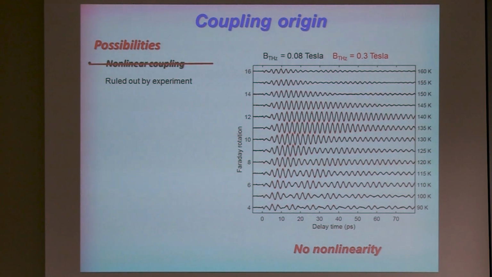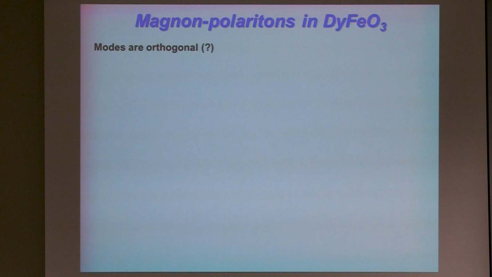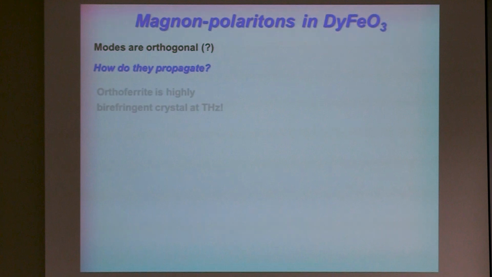And I will argue that, again, this is nothing else than the propagation of the electromagnetic component of these spin waves, which is responsible for the coupling. From the previous experiment, we already know that it's not just magnons, they are polaritons. And they must propagate as any electromagnetic wave. And they propagate inside a material with certain dielectric properties.